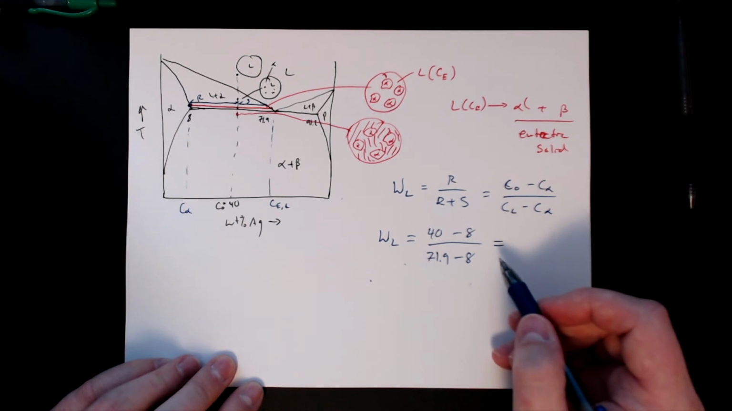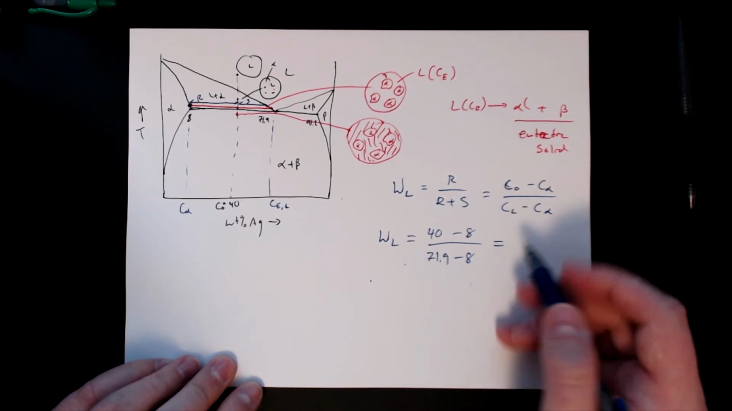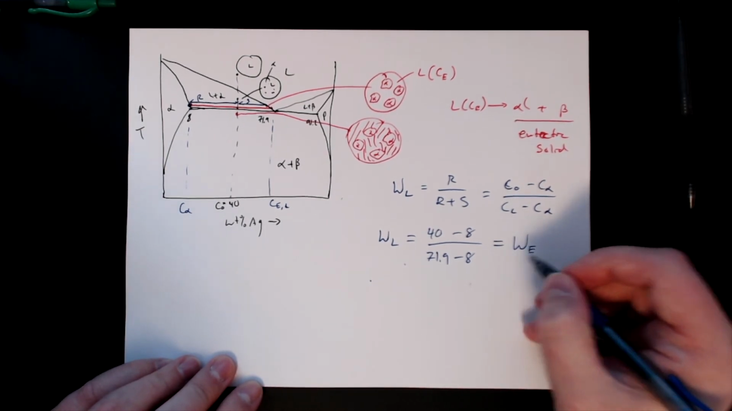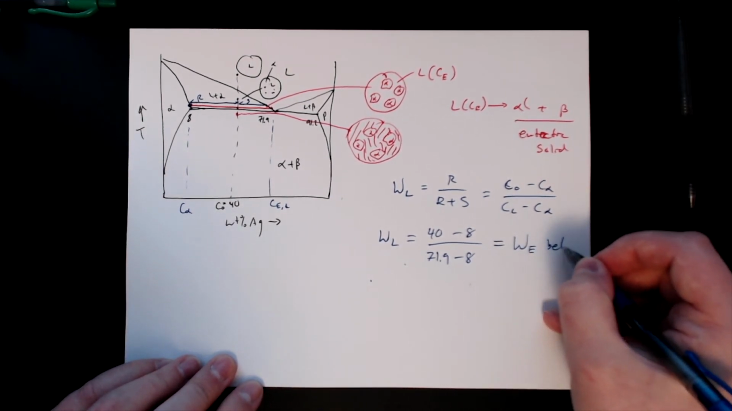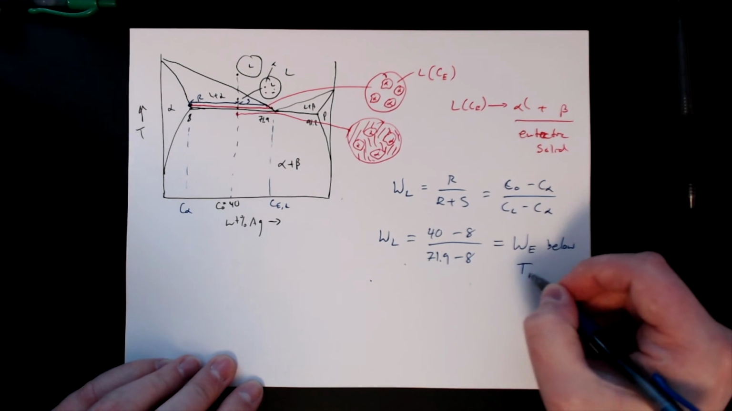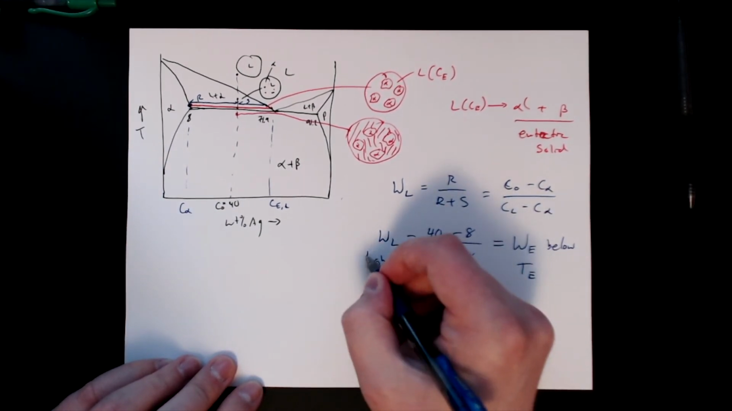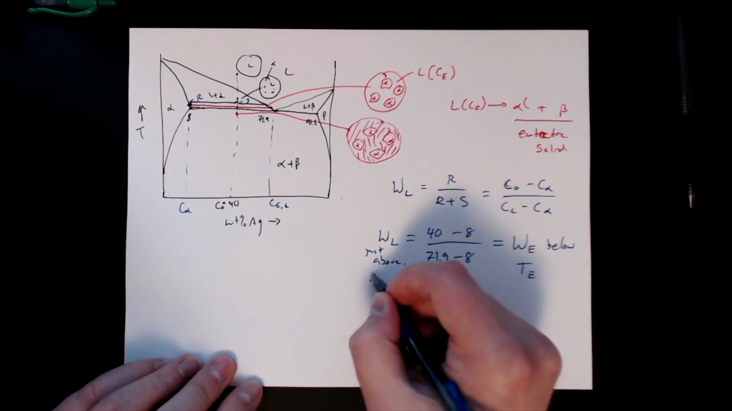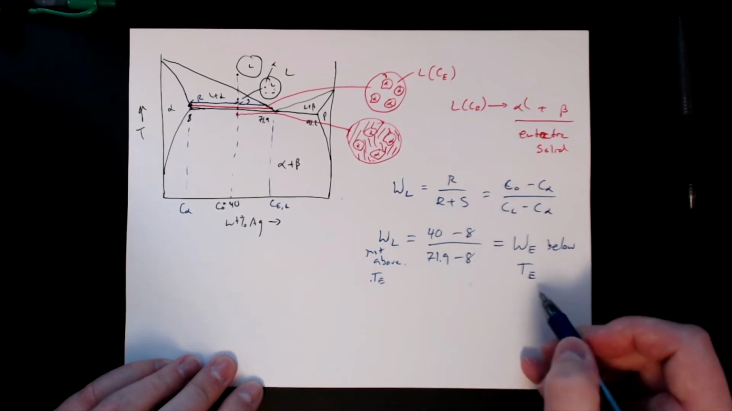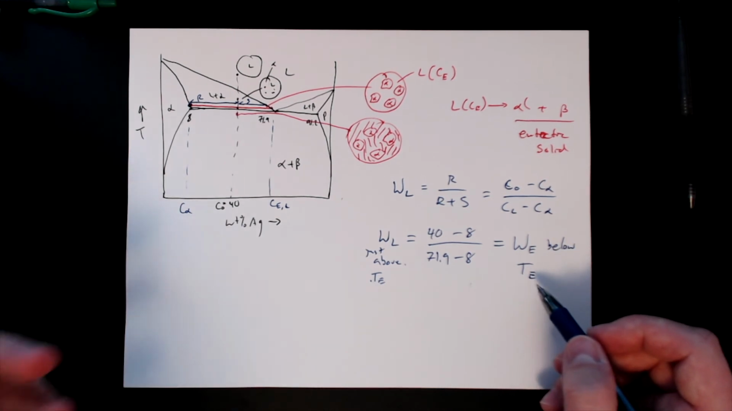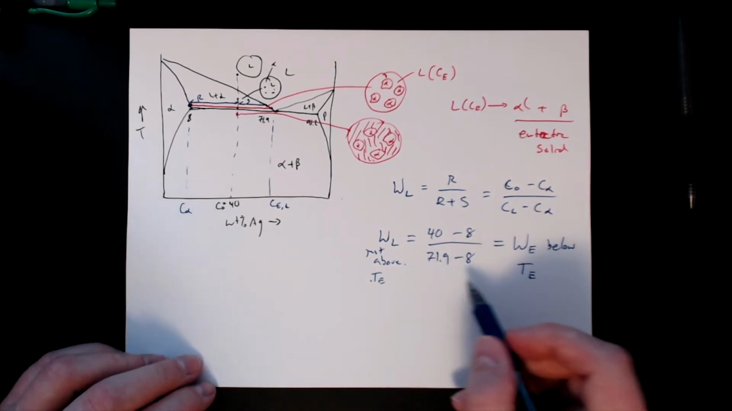And we know that whatever the weight fraction of liquid is, it becomes the weight fraction of the eutectic solid below C E. So this, just above C E, becomes the weight fraction of the eutectic solid mixture below C E. That's why we're going to do this calculation.